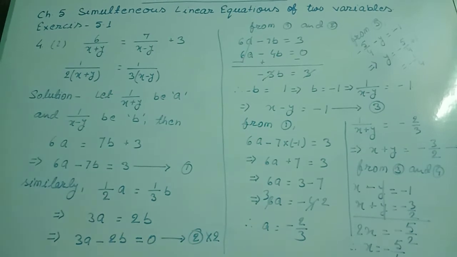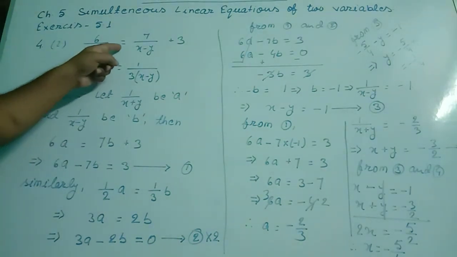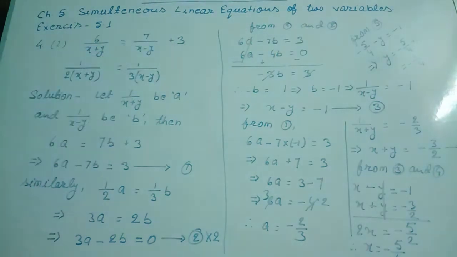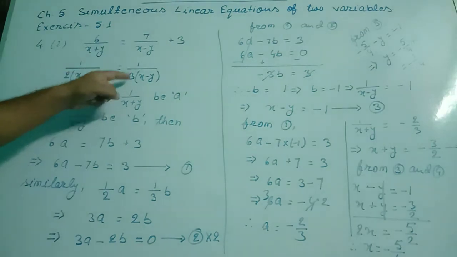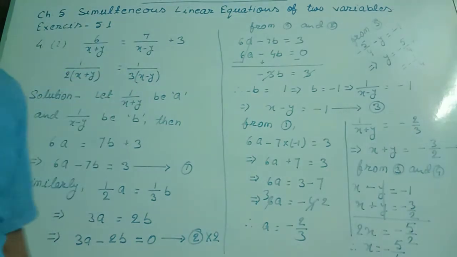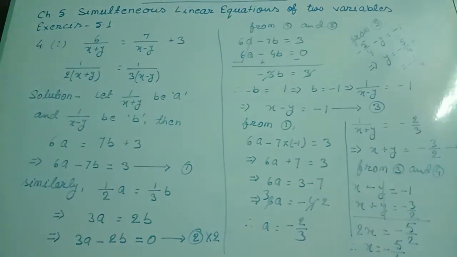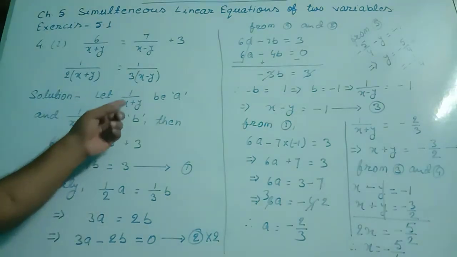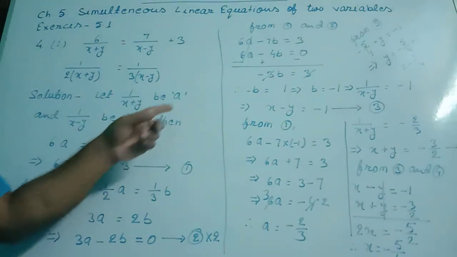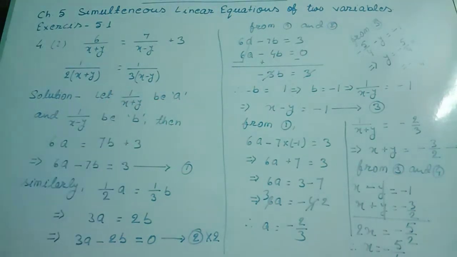Question number 4I. These two equations are 6 by (x plus y) equal to 7 by (x minus y) plus 3. And another is 1 by 2 into (x plus y) equal to 1 by 3 into (x minus y). Here we are seeing that x plus y and x minus y, these variables are in the form of denominators. For that I have considered, let 1 by (x plus y) be a and 1 by (x minus y) be b.